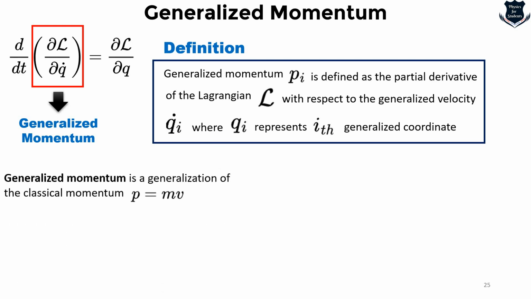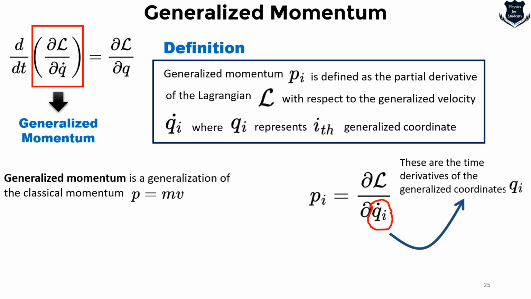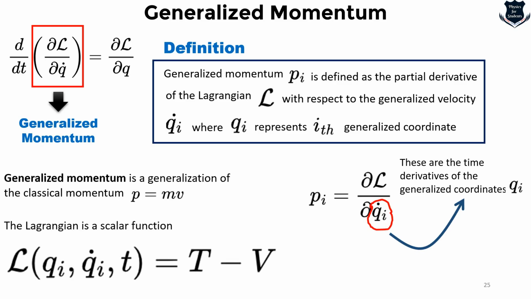So generalized momentum is a generalization of the classical Newtonian momentum p equals mv. And if I see this equation, you can see qi dot. This is basically what? Simply the time derivatives of the generalized coordinates qi. And the Lagrangian can be written as a function of qi, qi dot and t, where T represents the kinetic energy and V represents what is called the potential energy.